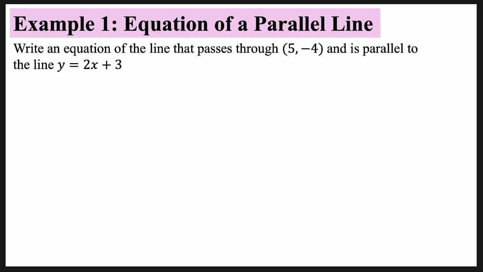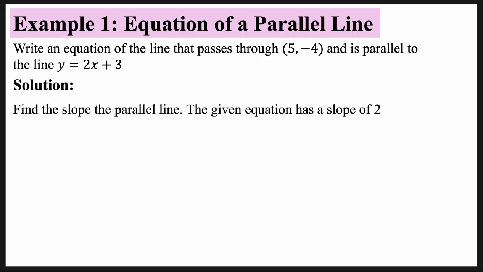Example 1, write an equation of a line that passes through 5, negative 4 and is parallel to the line y equals 2x plus 3. So if two lines are parallel, we know that the lines don't intersect and also they have the same slope. So what we need to do is find the slope of the parallel line.